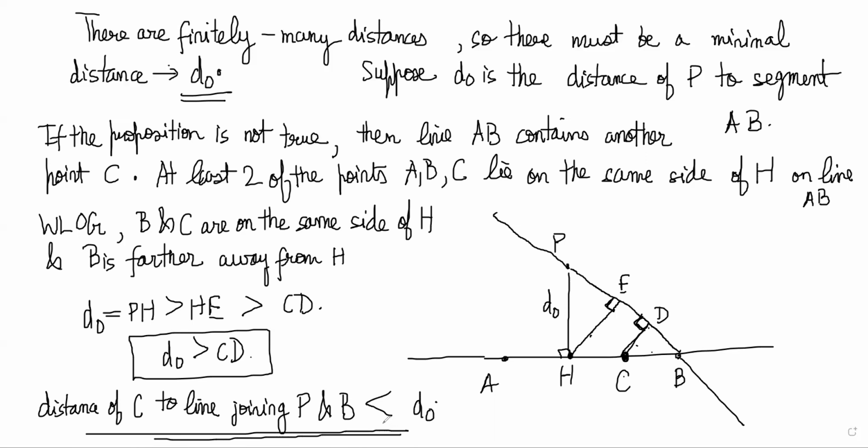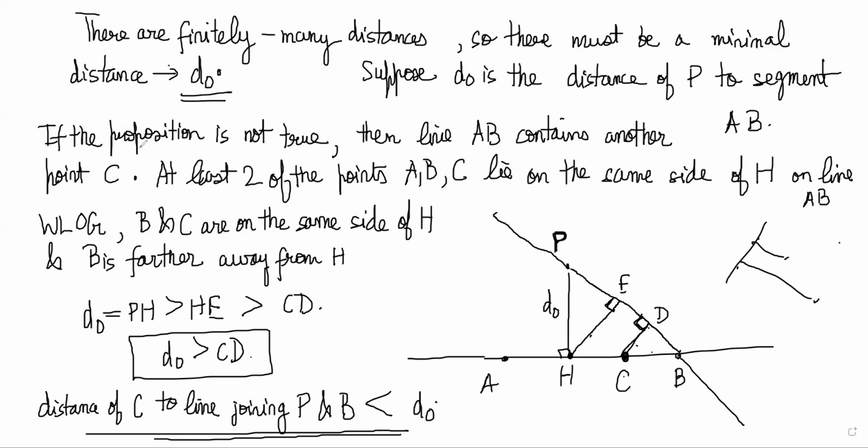Think about it. What was D naught? D naught was the minimum distance of any point outside any line to the line segments, right? So we could have taken many points and many line segments, and D naught would be the minimum distance. We had assumed that D naught was the minimum distance. Here, D naught was the distance from point P to the line AB.